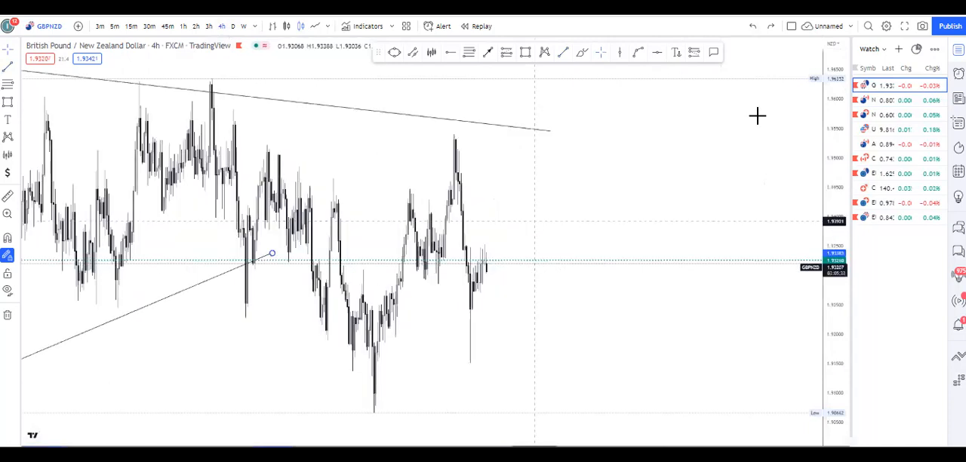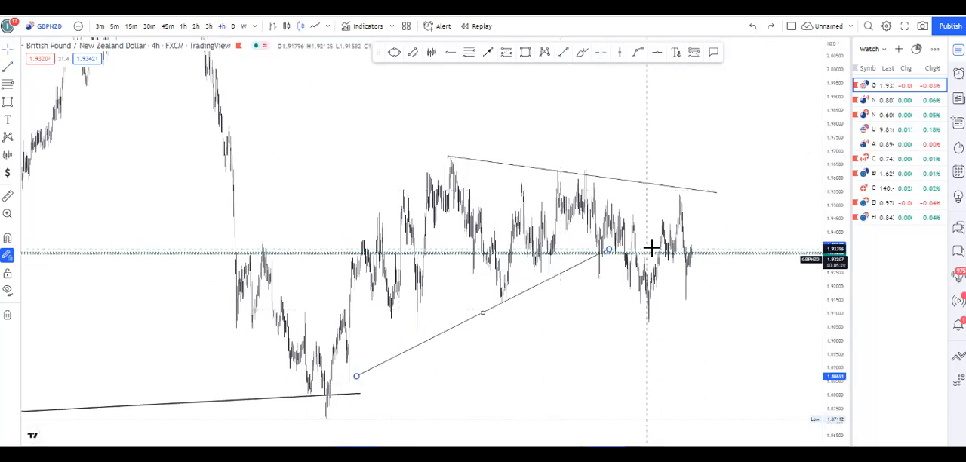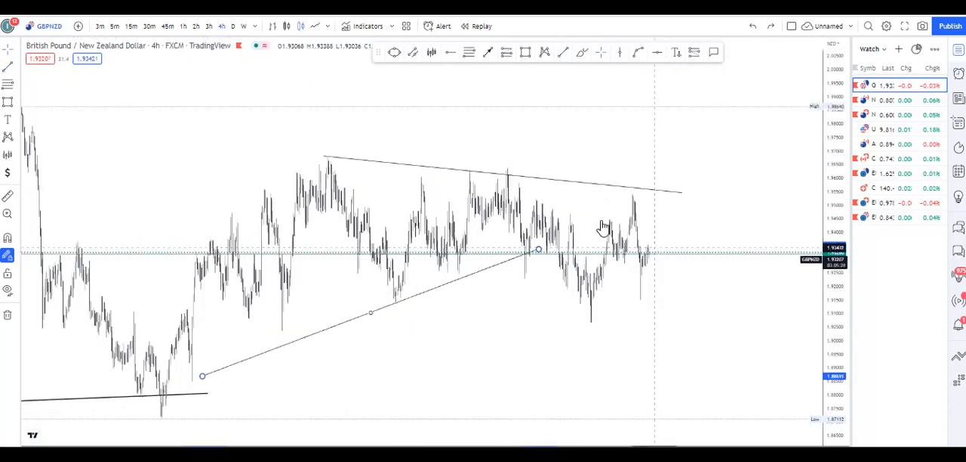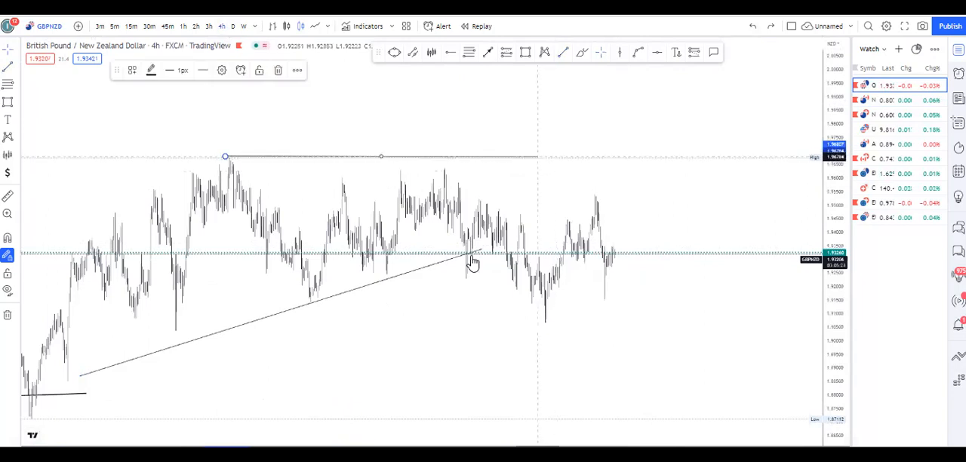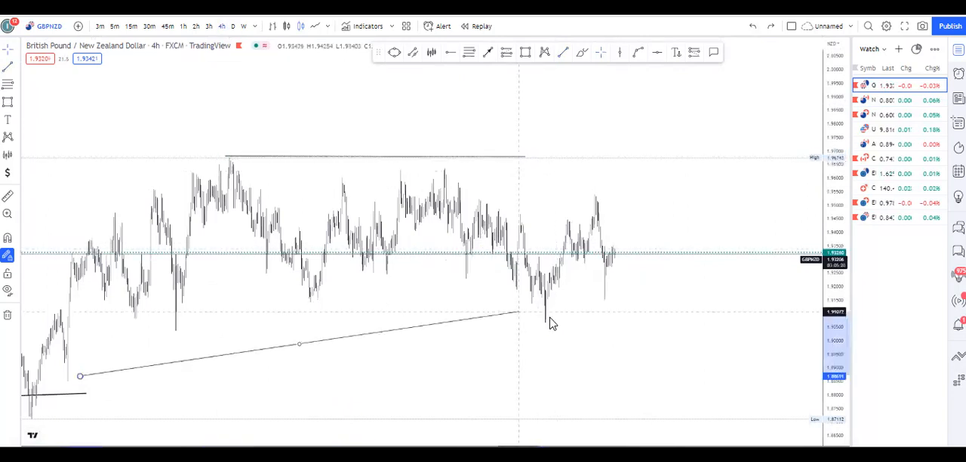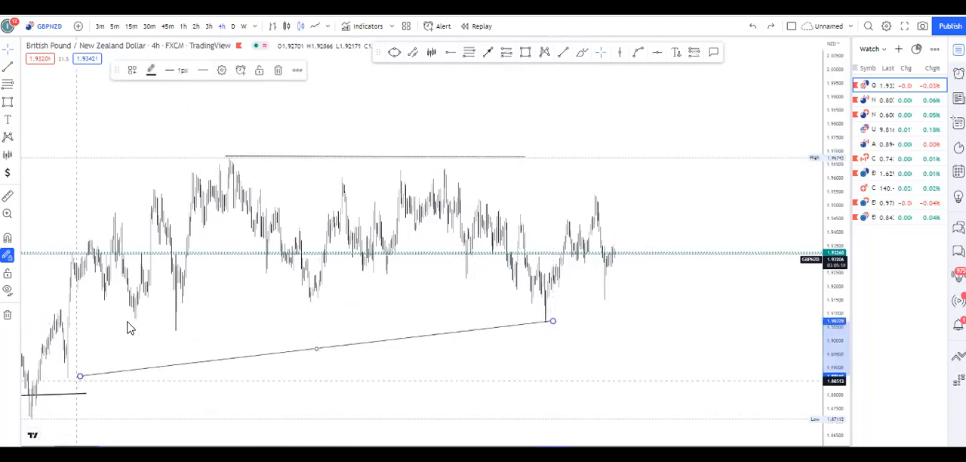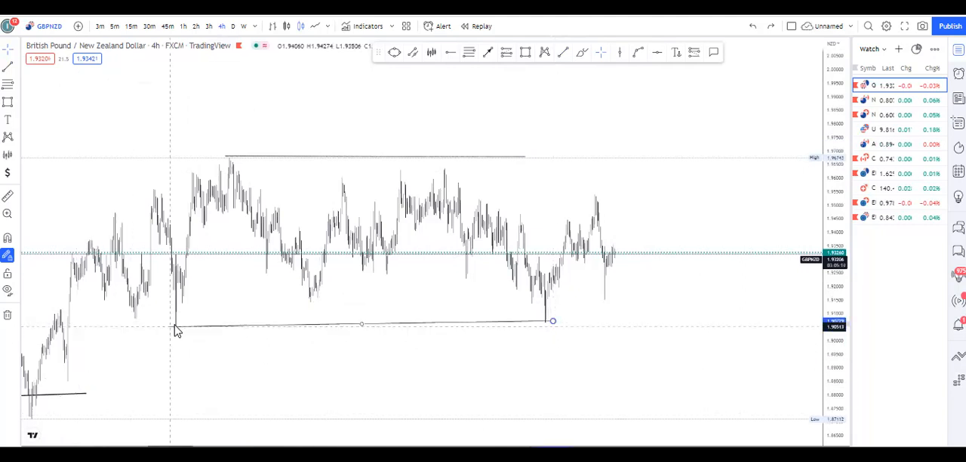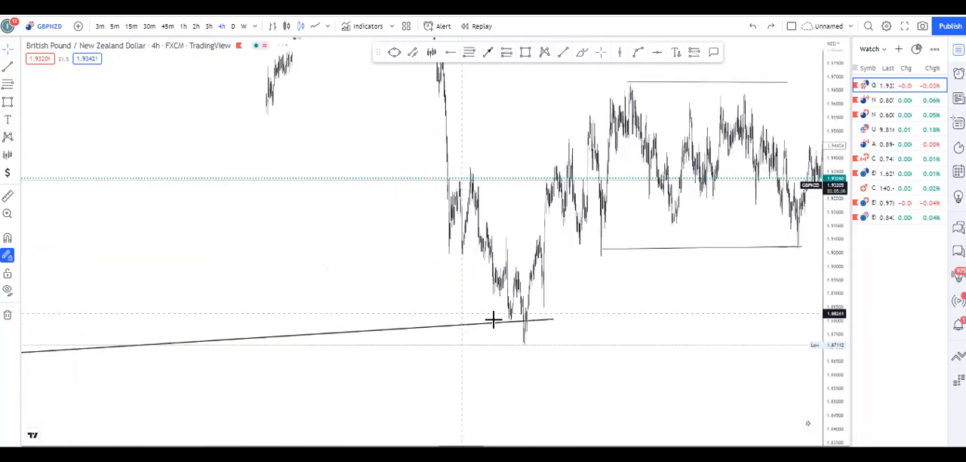Okay. So I was saying this is just price trying to consolidate. Now on a 4-hour time frame, what do we have? We'll just mark out areas where liquidity has been spotted. We have liquidity here. We have liquidity right here.